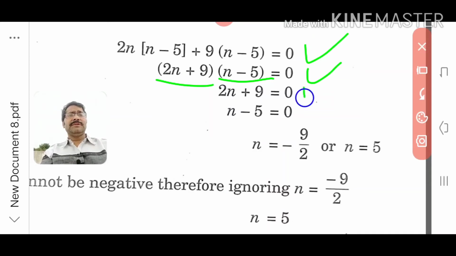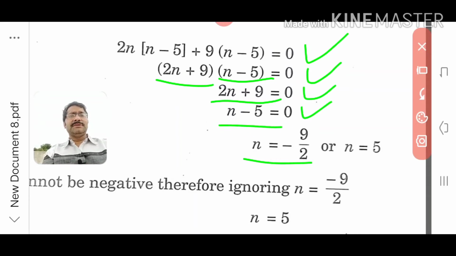Now you set each one equal to 0: 2n plus 9 equal to 0 and n minus 5 equal to 0. If 2n plus 9 equals 0, you get n equal to minus 9 by 2. And if n minus 5 equals 0, you get n equal to 5. Now negative n is not valid, so n equal to 5 you will take as the answer.